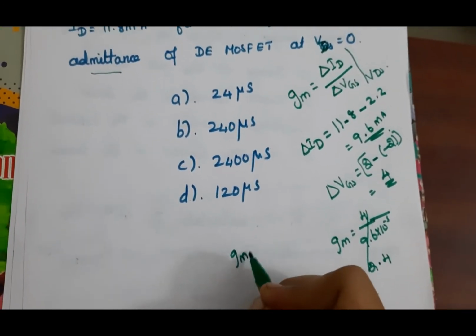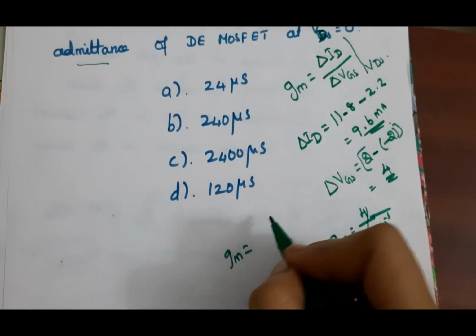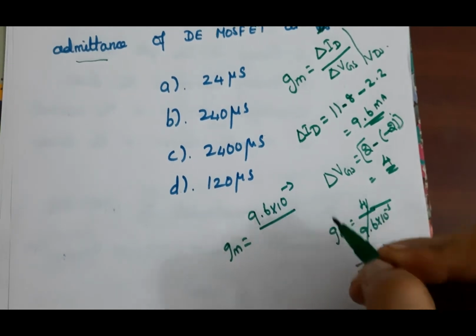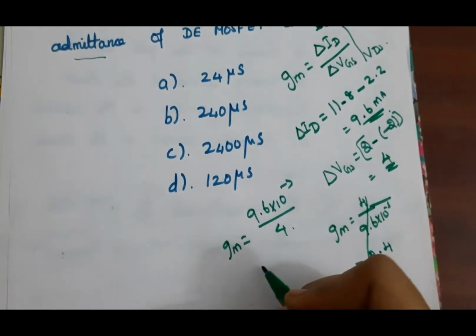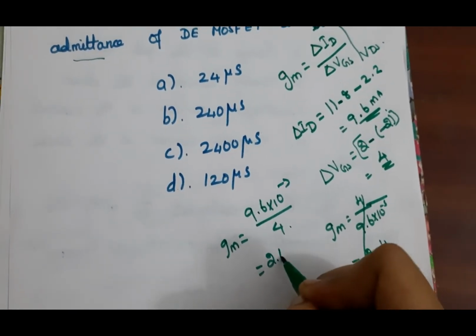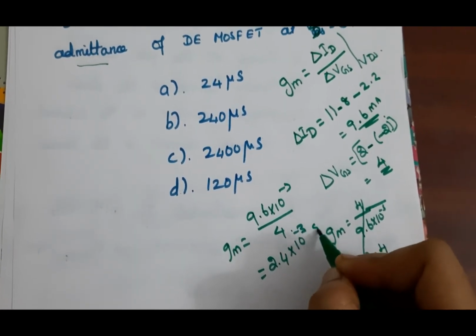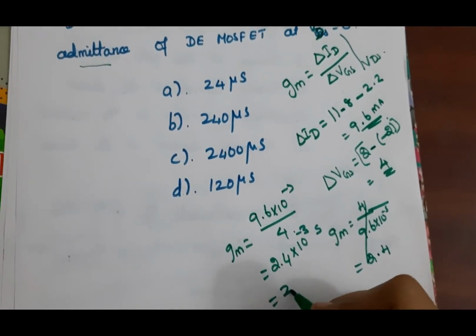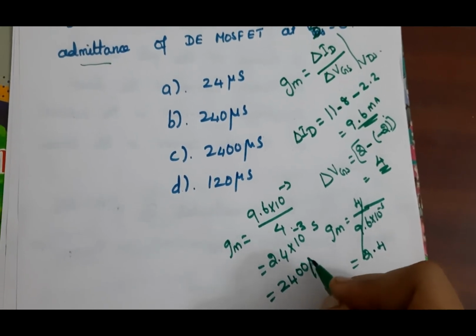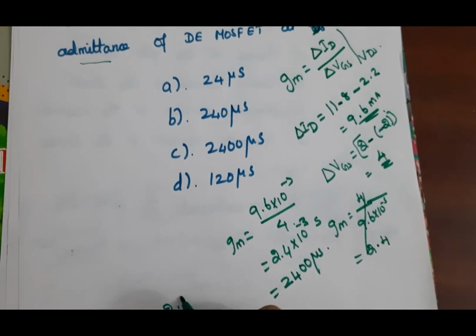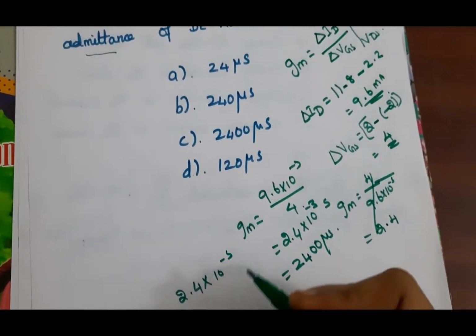GM is current divided by voltage. So this is 9.6 into 10 to the power minus 3 divided by 4. So that will give 2.4 into 10 to the power minus 3 Siemens. Otherwise 2400 micro Siemens. So that is 2.4 into 10 to the power minus 3.